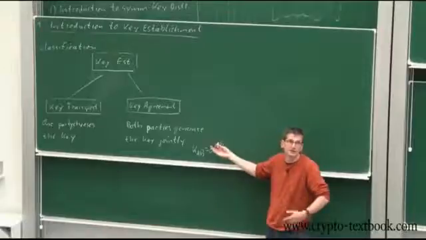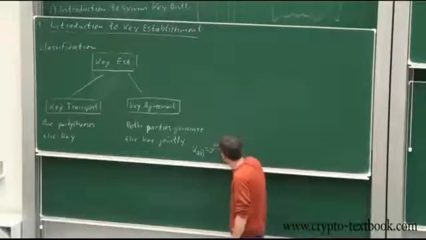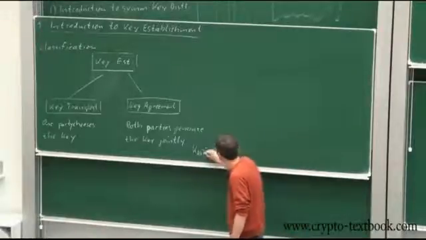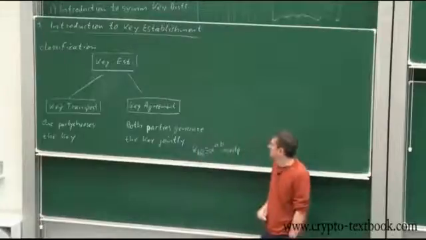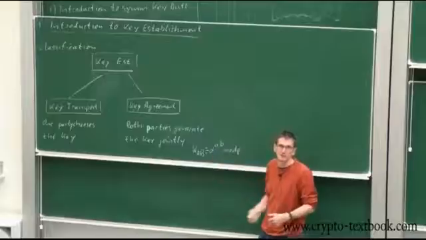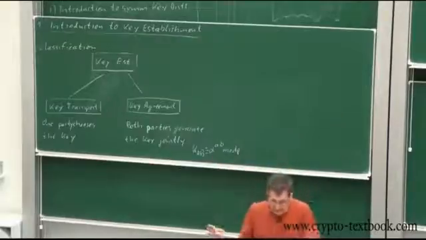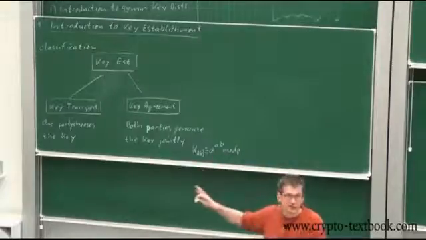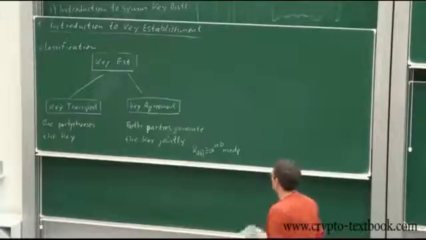So this is a very simple and illuminating example for a key agreement protocol, because both Alice and Bob contribute to the key here. Okay, so that's pretty much what I want to say about it, just so that you've seen this type of classification here.